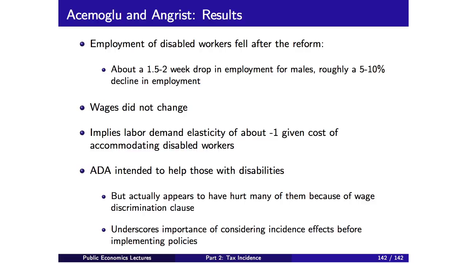You can see how you calculate that, right? If I know that the costs have gone up by $1,000 and I know how many fewer guys I'm employing, I can calculate what the labor demand elasticity is. So what I find really interesting about this study is that it illustrates why thinking carefully about incidence is really important from a policy perspective. This ADA Act was intended, obviously, to help people with disabilities. But their point is that it actually appears to have hurt many of them because of the wage discrimination clause. So even though you have good intentions in saying you should pay these people and you should provide these benefits, it's clear that the intentions were positive. You actually end up possibly hurting some of these individuals.